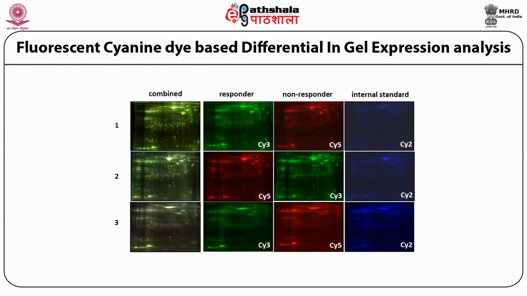Fluorescent cyanine dye-based differential in-gel expression analysis. The proteins isolated from the advanced ovarian cancer tissue were used for differential in-gel expression as shown here in the figure. Responders and non-responders were labeled with Cy3 and Cy5 with a dye swapping to remove the bias of dyes, and the internal standard was consistently labeled with cyanine 2.